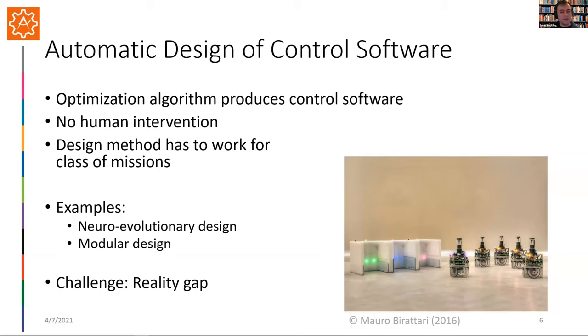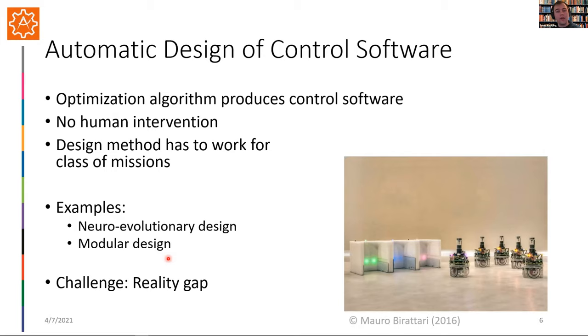Two examples of automatic design approaches are, for example, the neuroevolutionary design, where an evolutionary algorithm optimizes the weights and possibly the structure of an artificial neural network. Or what I am more interested in is the modular design, where the optimization algorithm is assembling a set of modules into a higher level control architecture, which is then used as control software for the robot swarms.